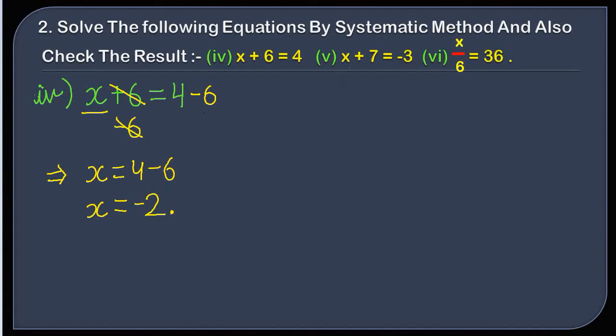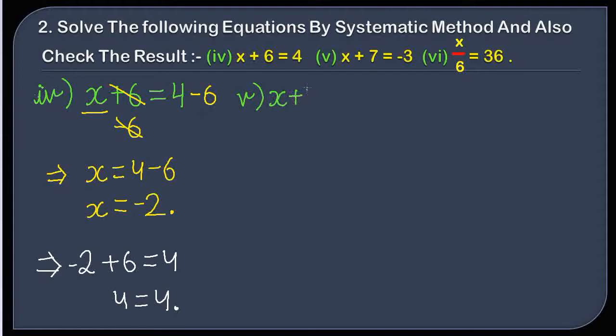Now we have to confirm that it is the correct answer. We are going to substitute the value of x. Minus 2 plus 6 is equal to 4. That is 6 minus 2 equals 4. And yes, 4 is equal to 4. So we have solved the fourth part. Now the fifth part.